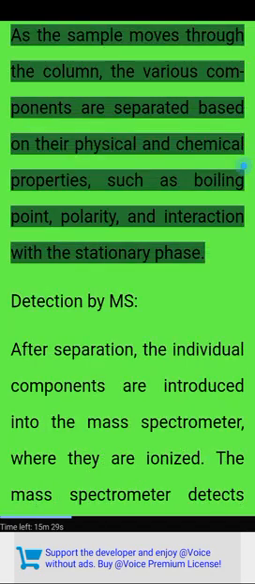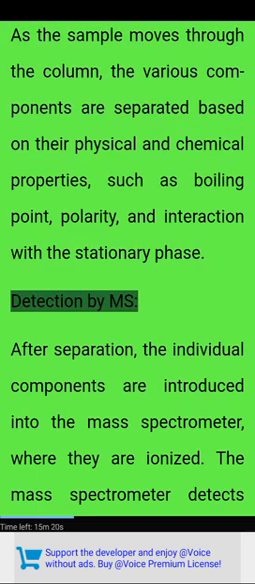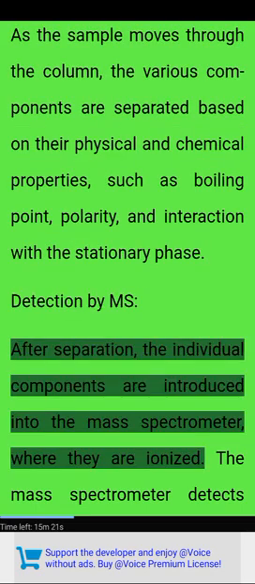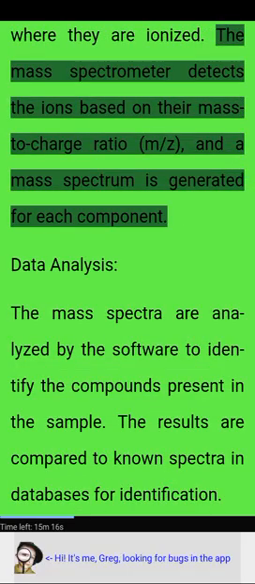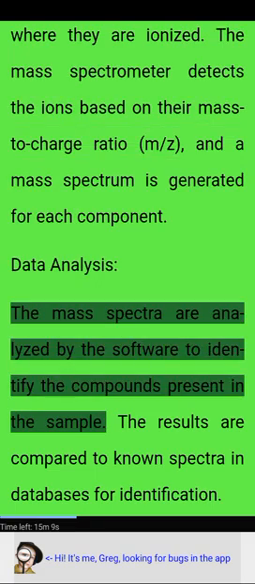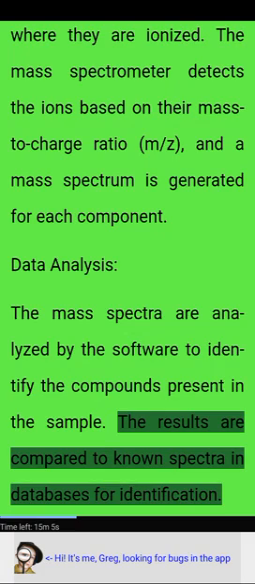Separation. As the sample moves through the column, the various components are separated based on their physical and chemical properties, such as boiling point, polarity, and interaction with the stationary phase. Detection by MS. After separation, the individual components are introduced into the mass spectrometer, where they are ionized. The mass spectrometer detects the ions based on their mass to charge ratio, m/z, and a mass spectrum is generated for each component. Data analysis. The mass spectra are analyzed by the software to identify the compounds present in the sample. The results are compared to known spectra in databases for identification.